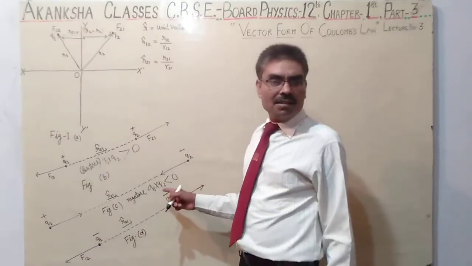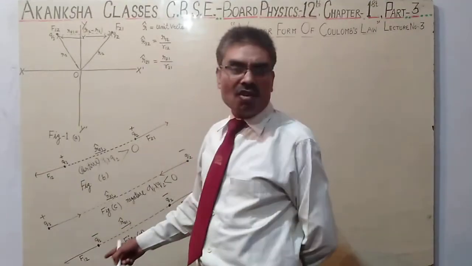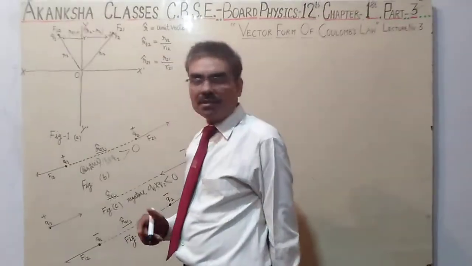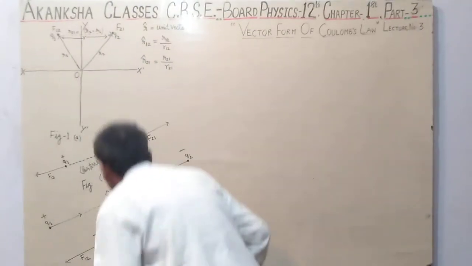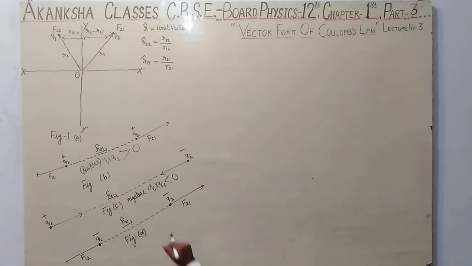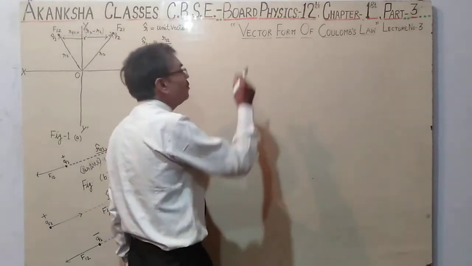always less than 0. In the third situation, if both the charges were negative, the product of two negative quantities is always positive, and their mathematical value becomes positive. In this situation, Q1, Q2 is greater than 0.